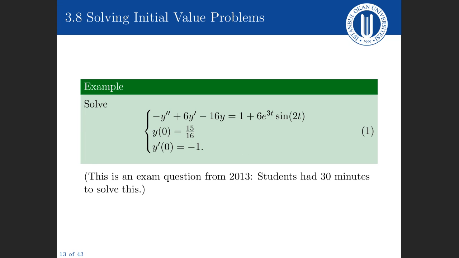Let's do, I think, a more complicated example. This is a question which I asked in an exam in 2013 in a slightly different course. And in 2013, I gave students 2 hours to solve 4 questions. So really, they had 30 minutes to solve this question. Solve minus y double prime plus 6y prime minus 16y is equal to 1 plus 6 e to the power 3t sine 2t with the initial conditions y of 0 is 15 over 16, y prime of 0 is equal to minus 1.